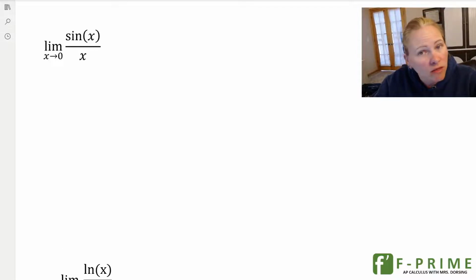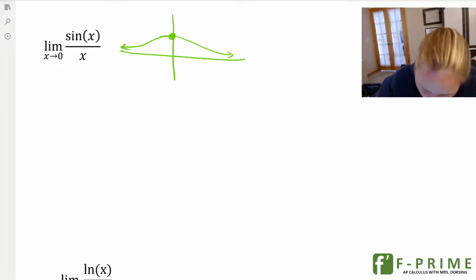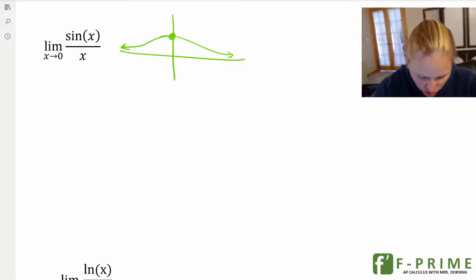The answer should be 1. We should remember this. This is one of those graphs where it goes like this and there's a little hole up there. So we know that this limit is 1. This is something we should remember. But let's use L'Hopital's rule and prove it.